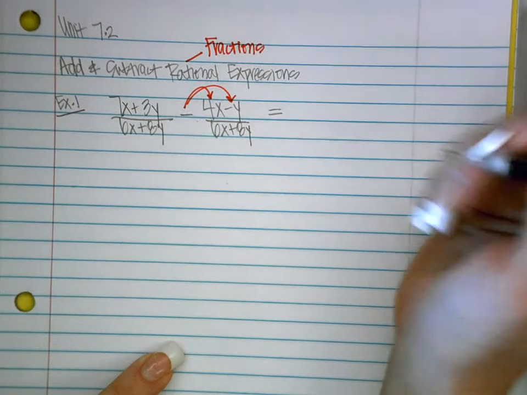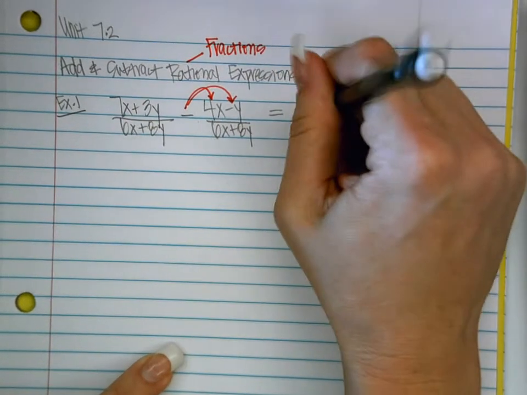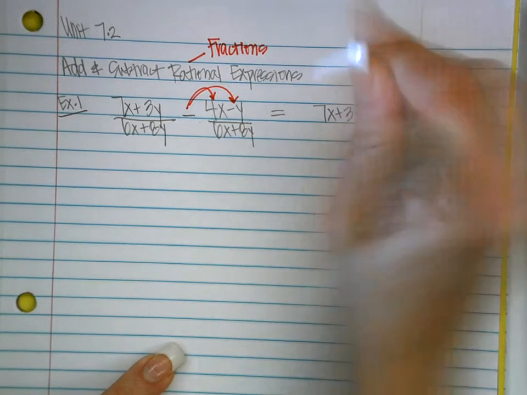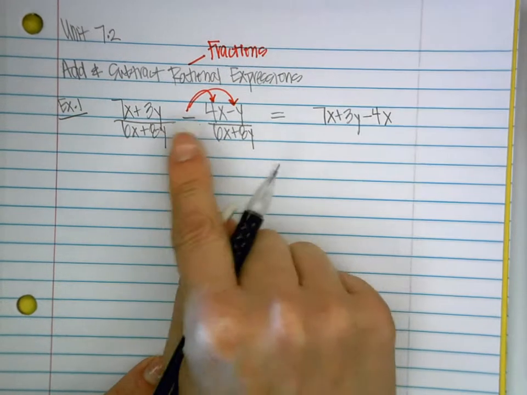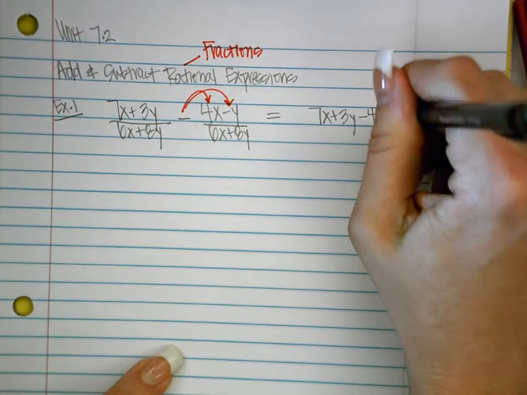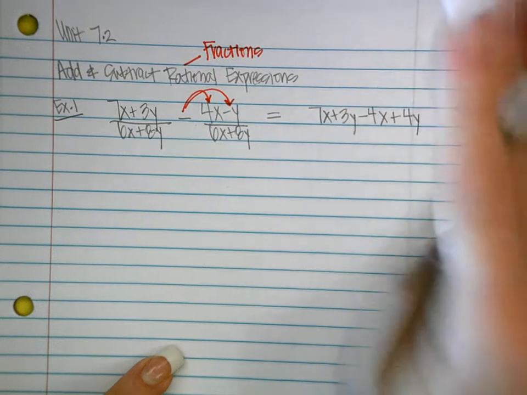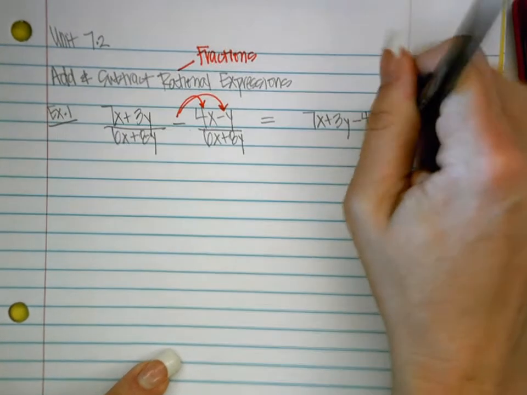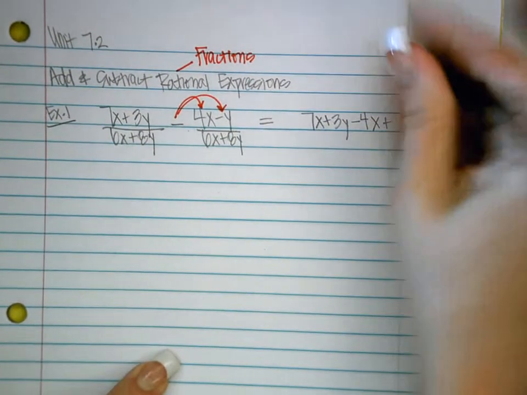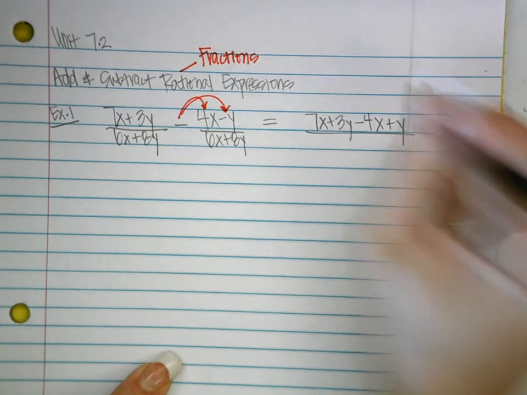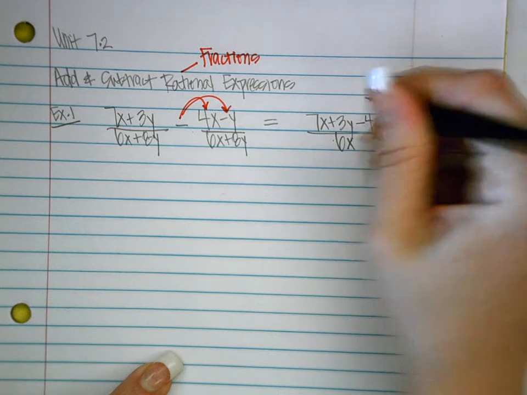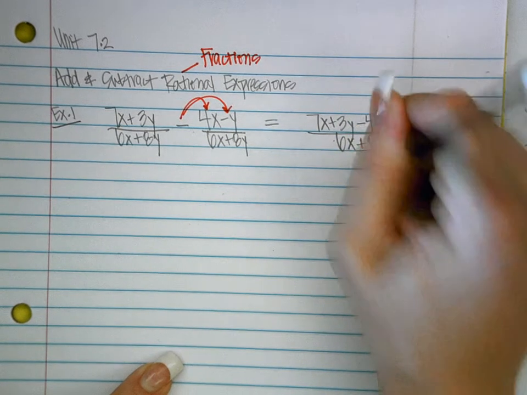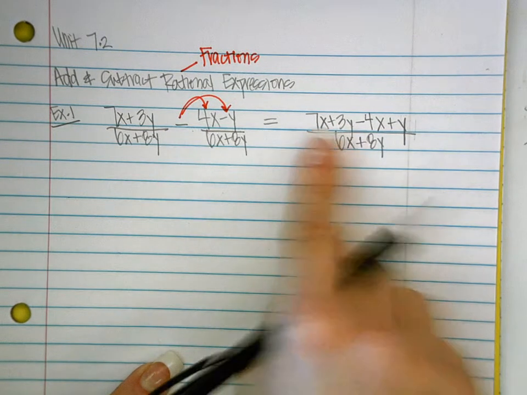So what you really need to do is rewrite the first one, 7x plus 3y. Distribute this negative, so that would give you minus 4x. Negative times negative gives you plus y. Then you can write it all over one fraction. So since the denominator is the same, it's just 6x plus 8y. Then combine your like terms.